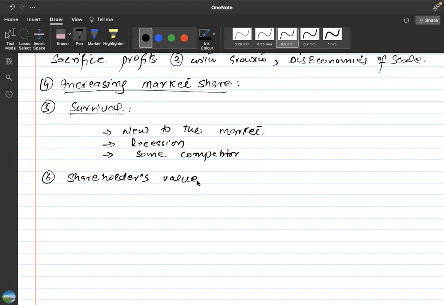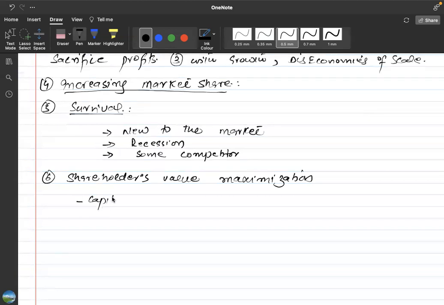Shareholders value maximization. The shareholders invest into the business for two reasons. One, they want to earn dividend by the end of year, the profit share from the total profits of the business. And the second, they want to have capital gain too.